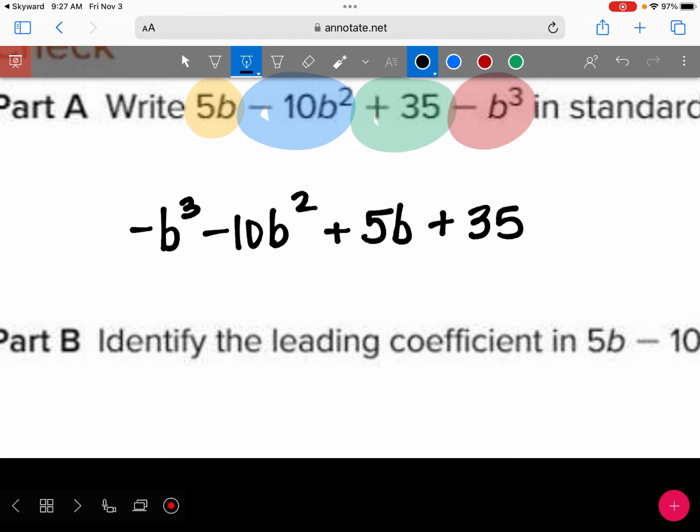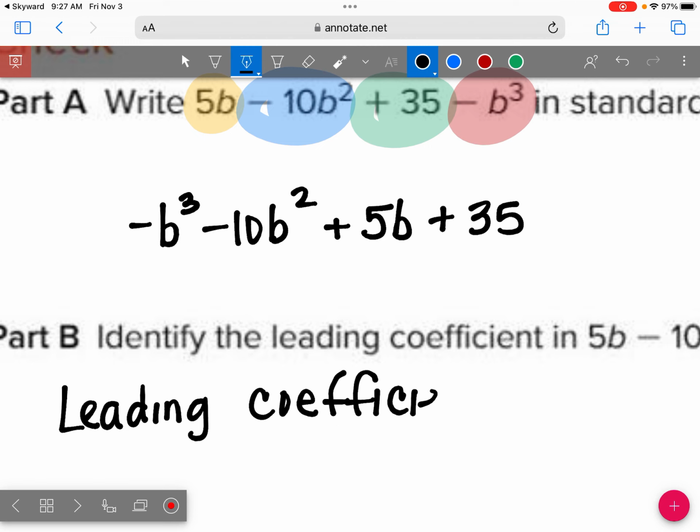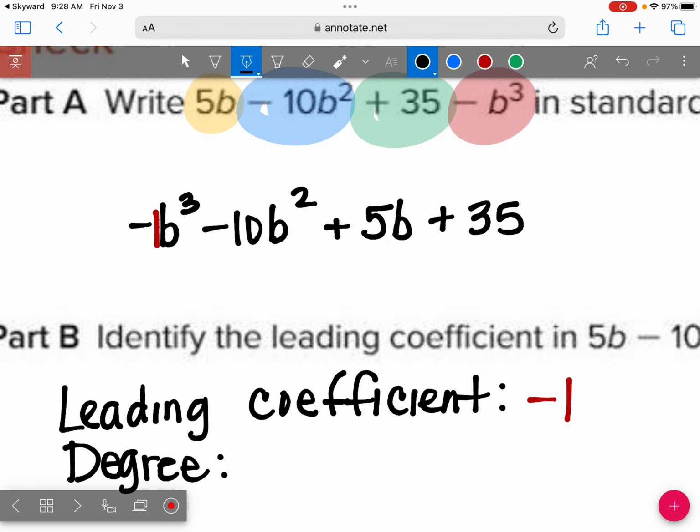So it says identify your leading coefficient. So your leading coefficient is the number that is leading the train. And the number that is leading this train is a -1. It's invisible, but there is a -1 right here. So -1. And your degree, even though I didn't ask, I think your homework does, so I want you to get in the habit of writing your degree. Your degree is 3.